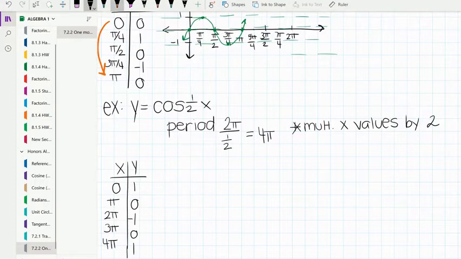So once again, we can see that the cycle goes from 0 to 4 pi. So it takes 4 pi to complete the cycle. And then we will go ahead and draw this.